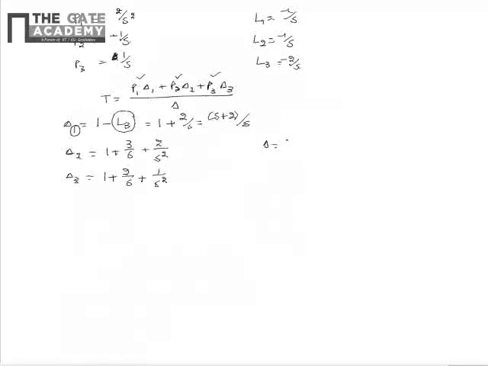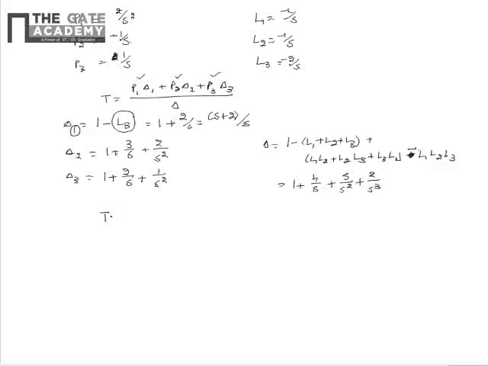And the delta can be written as 1 minus of L1 plus L2 plus L3. This is the delta term for the overall signal flow graph, plus L1 L2 plus L2 L3 plus L3 L1, which is further added with L1 L2 L3 terms, which is further subtracted with L1 L2 L3. And we see that this upon simplification can be written as 1 plus 4 by S plus 5 by S square plus 2 by S cube.